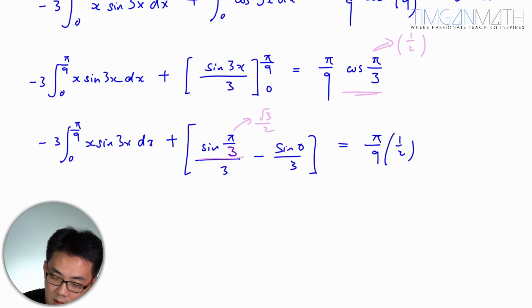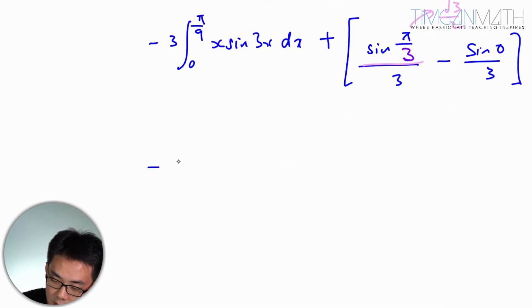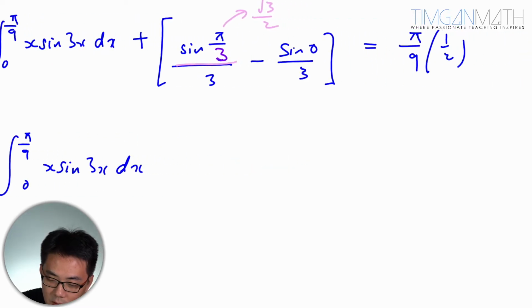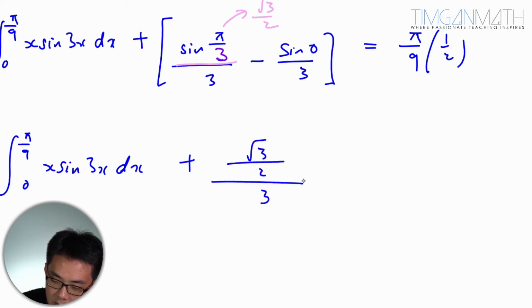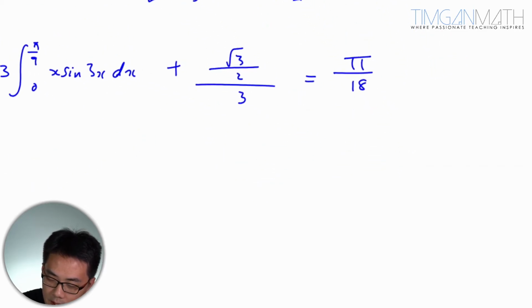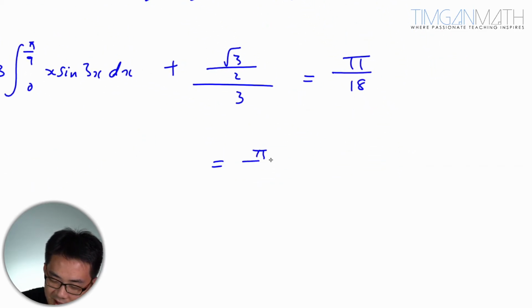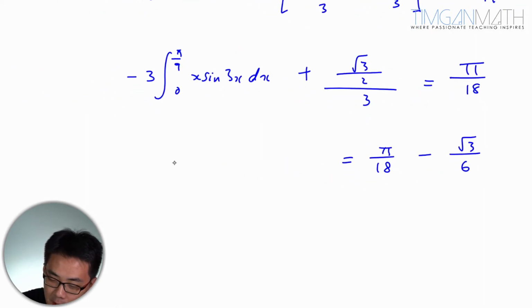Key in the calculator: this would be negative 3 times the integral from 0 to pi over 9. It's a lot of work, I know, but at whichever juncture you feel like skipping steps, you can just skip. Sine 0 is 0, so this is root 3 over 2 divided by 3, which equals root 3 over 6. So this is pi over 18 plus root 3 over 6, and that will be minus 3 times the integral from 0 to pi over 9.